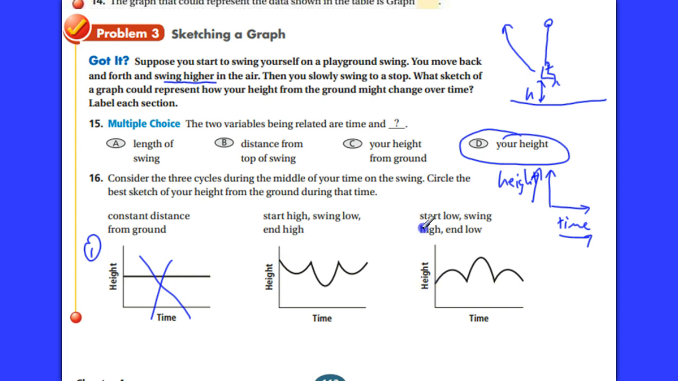But the third one says you start low, and then you swing high, and you end low. So you start low on the ground, because you would start here, and then they would pull you back high, and then they would let you go this way, and you would end up being low. So your height would increase a little bit, and then they would let you go and you would swing a lot, and then they would let you go a little bit more there. So I think that this one is the one that best shows this particular graph for us. So it's just an observation of interpreting a graph, and hopefully that makes sense to you.